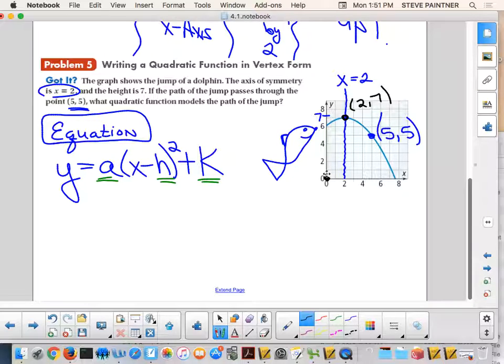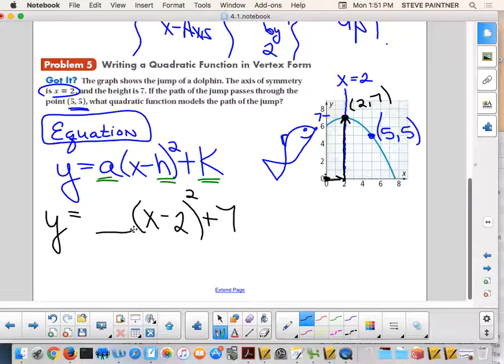Your parent function moves which way? Right 2 and up 7. So what would H, K be? 2 and 7, positive 7. Okay, would you guys agree with that? So what's A? Is it 1?